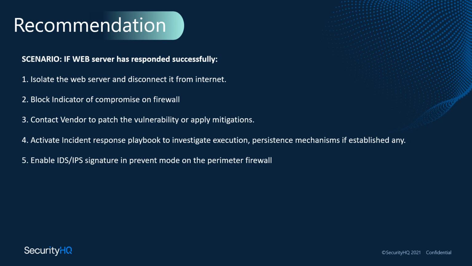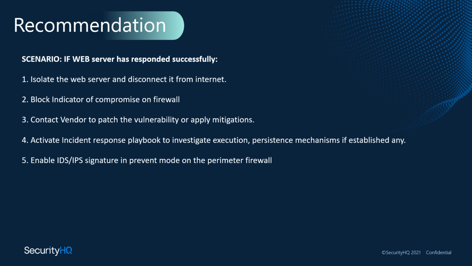If you are in a scenario where your web server has responded successfully, then you should focus on containment first by isolating the web server from the local environment, as well as disconnecting it from the internet. You have to block the IOCs on the firewall. Indicators of compromise in the form of IP addresses are available, and those can be used to block on your perimeter firewall. Again, you have to contact the vendor to patch this vulnerability or apply the mitigations that we discussed in the earlier slide.